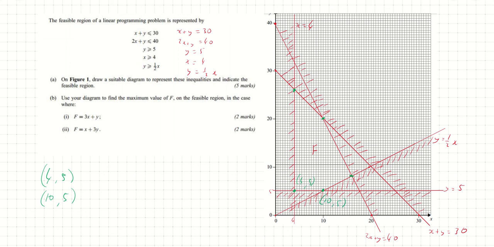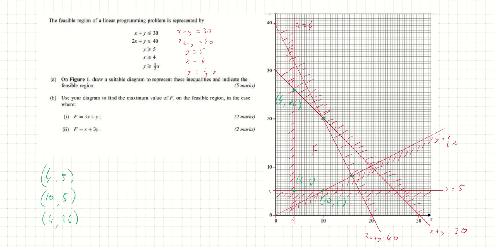Okay. We also have the intersection of x equals 4 and, looking carefully, x plus y equals 30. So x equals 4 and x plus y equals 30. That means y must be 26. So this point here is 4, 26.